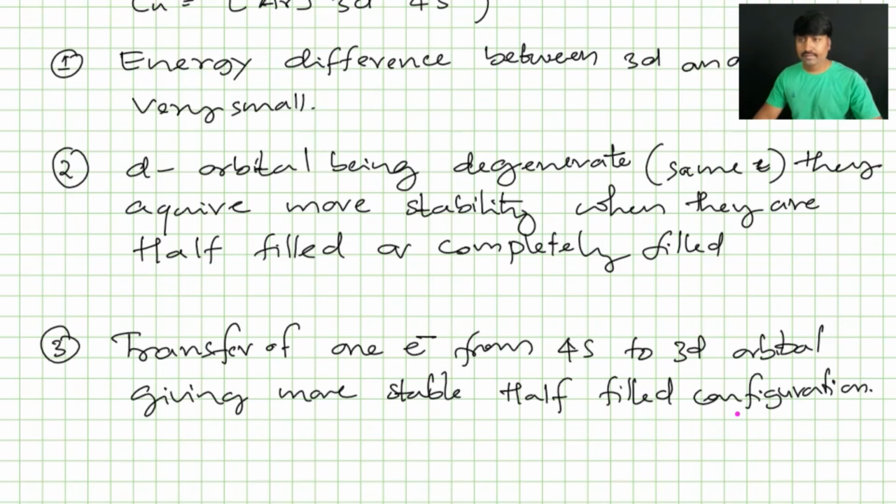Okay, now this is all about the general electron configuration of d block elements. In the next video I'm going to discuss the general characteristics of transition elements.